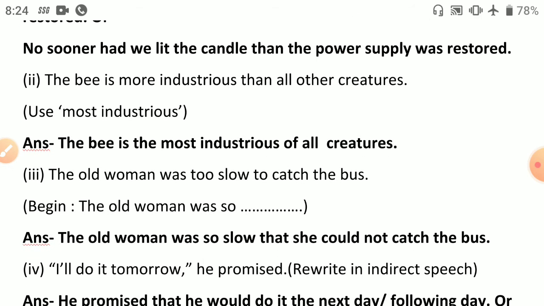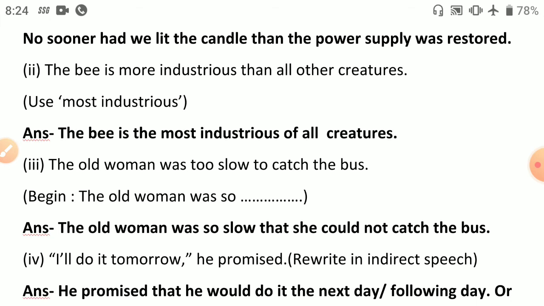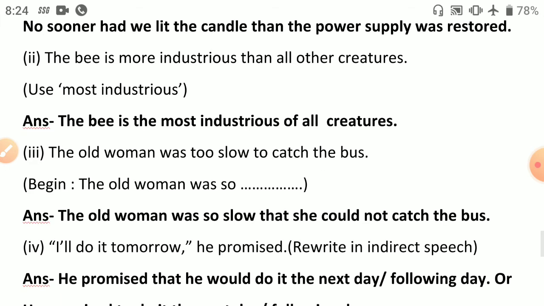Next one: the bee is more industrious than all other creatures. You have to use most industrious. Now this is an example of the pattern degree of comparison. So you have to write, the bee is the most industrious of all creatures. We cannot write than all other, because than is used there, that's why than all other. So you have to write of all other creatures.